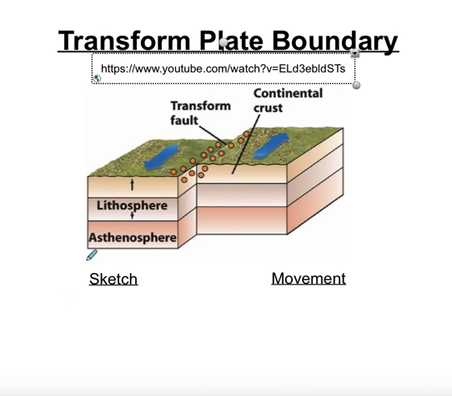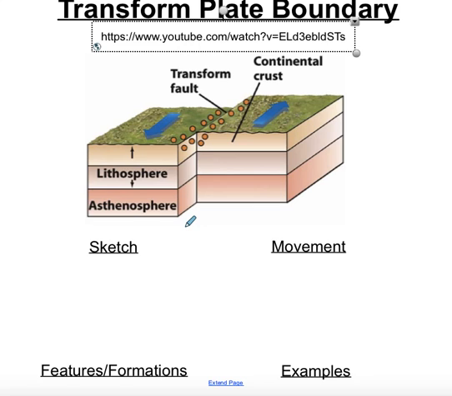You can see arrows are going opposite directions, but instead of pointing away from each other, they're kind of going next to each other a little bit before they go away. So we have one going this way, one sliding this way. So transform tectonic plates slide is our movement. They slide by each other.